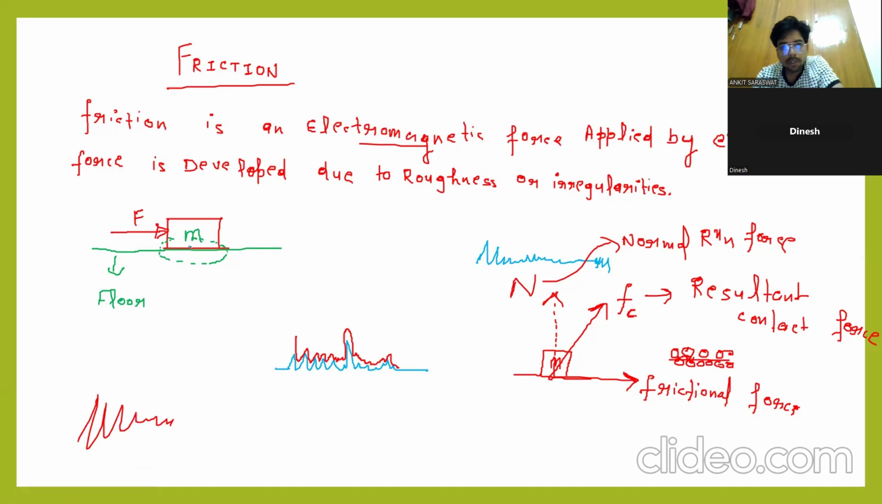Because of this repulsion, this is my system. Because of repulsion between the electrons, or we can say because of electromagnetic force, there is one resultant contact force. This FC will be like this. You draw x and y like this. The component of this in the y direction will be normal, and the component parallel to the contact surface, parallel to the surface, is known as friction.